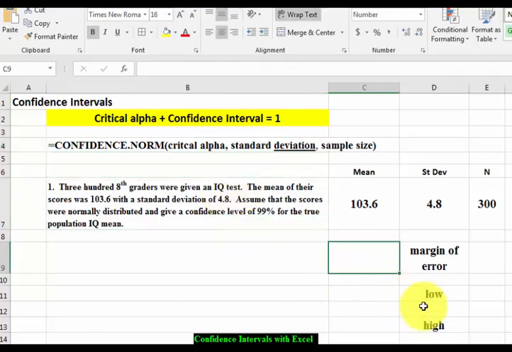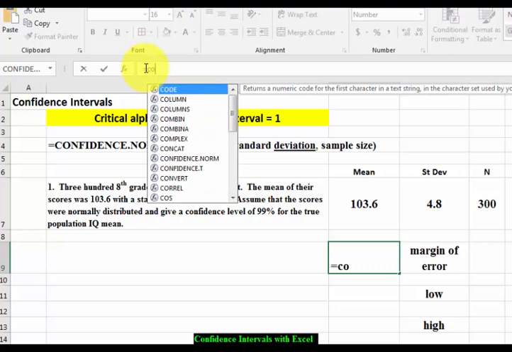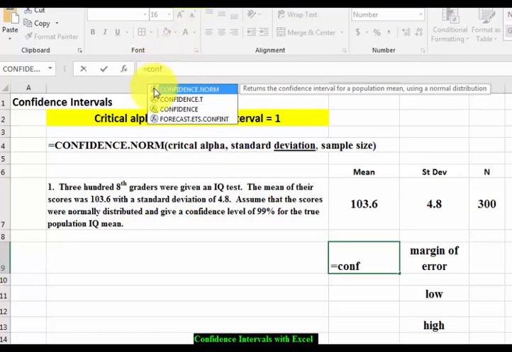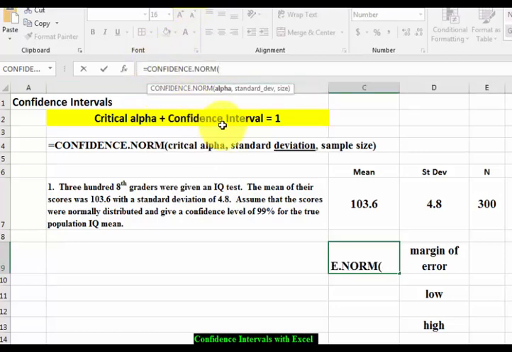So let's just pick a cell right there. We're going to calculate the margin of error using Excel. That's when we're going to type in this formula. Just start typing equals confidence, and it should pop right up. There it is. What you have to remember is that the critical alpha, the cutoff alpha, plus the level of confidence has to equal 1. So if we're looking for a 99% confidence interval, that means our critical alpha is going to be 1%, commonly called 0.01, comma.